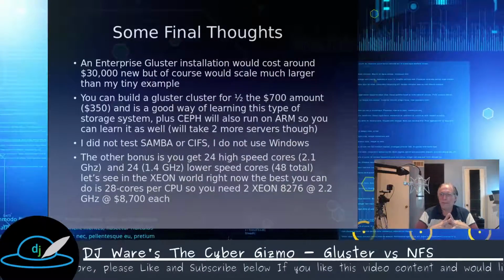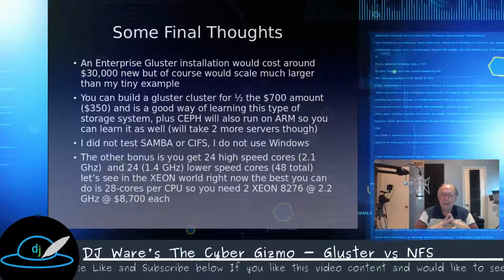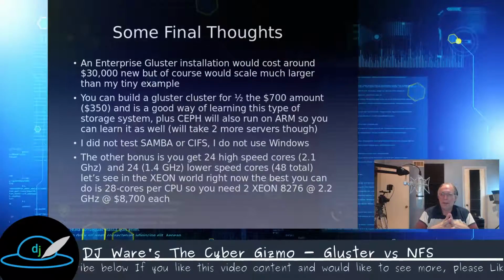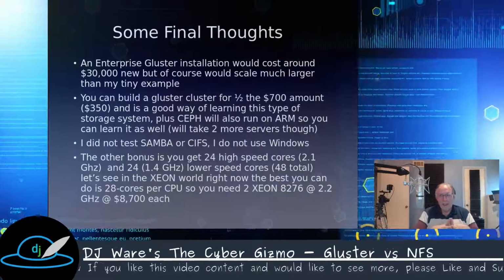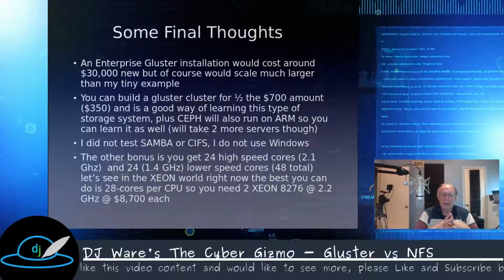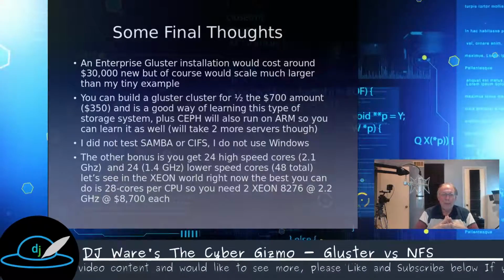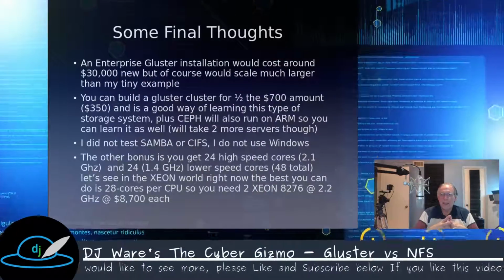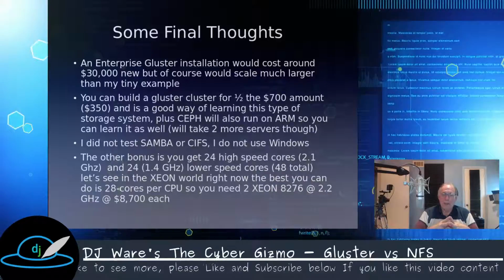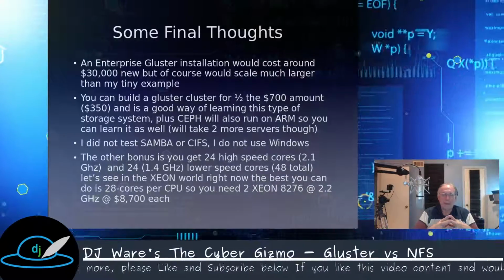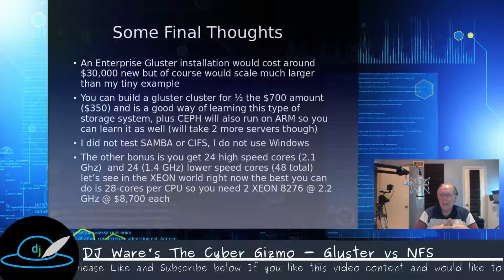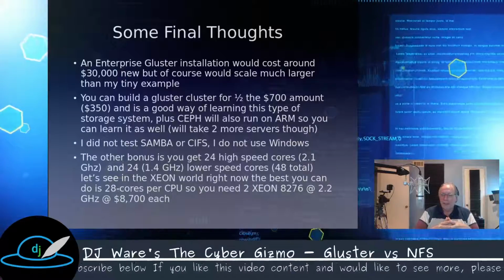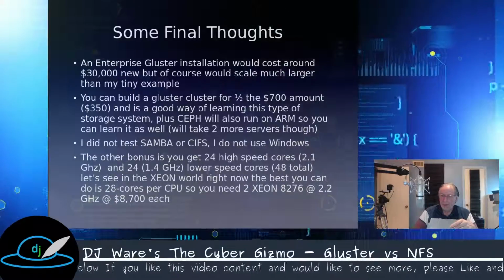In the real world, in the Xeon world, the best you can do right now is about 28 cores per CPU, and of course you would need 2 of those in order to match the number of cores that you would get with the Odroid. And that would come at a cost of about $8,700 each as of the time of this video. It's quite pricey, and that's just for the CPU alone. That doesn't include the motherboard or the case or the power supply or the network cards or any of the other infrastructure that you would need to stand that up. So that's something to think about. $700 is not bad compared to that.